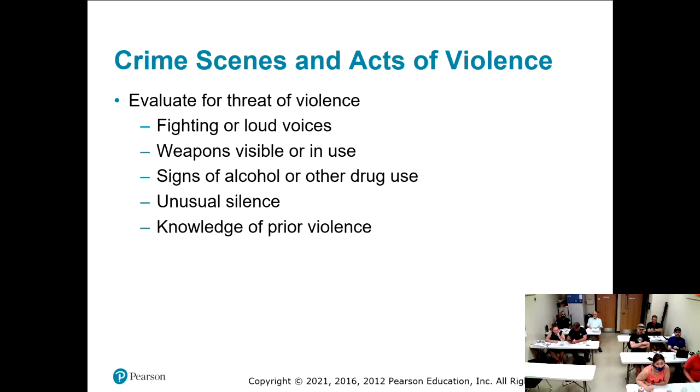Other signs you're looking for: alcohol, drug use, unusual silence. Is the person that you're there to evaluate not wanting to answer your questions? Are they giving you roundabout answers about things? Something not lining up right. And then knowledge: "Hey, I've been to this place before. Dude beats his wife." Keep those thoughts in mind also.